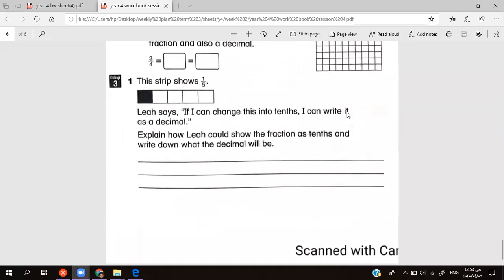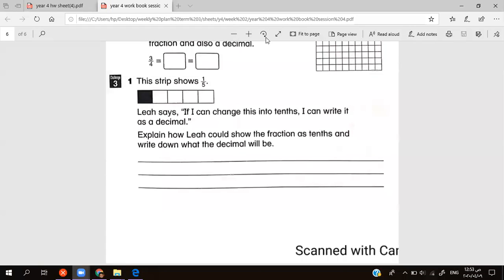And the last thing we're gonna talk about today, we will only answer one in challenge 3. This strip shows 1/5, meaning one colored from the 5. Leah says, if I can change this into tenths, I can write it as a decimal. Explain how Leah could show the fraction as tenths. How can I turn 1/5 into something over 10?